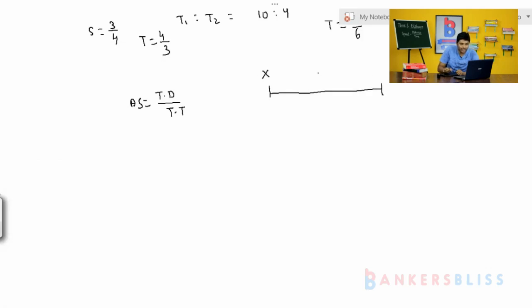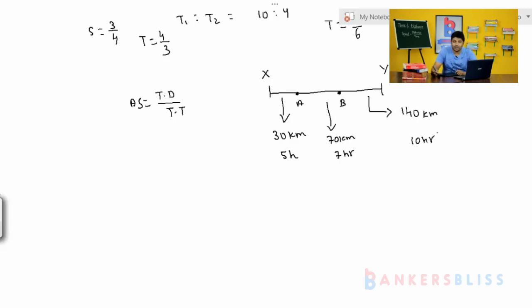For example, consider here, x to y you have to travel. From point x to A, the distance is 30 kilometers, and you are taking 5 hours to travel that 30 kilometers. Next, from A to B, the distance is 70 kilometers and you are taking 7 hours to reach, and from B to Y, the distance is 140 kilometers and you are taking 10 hours to reach. So, what is the average speed?